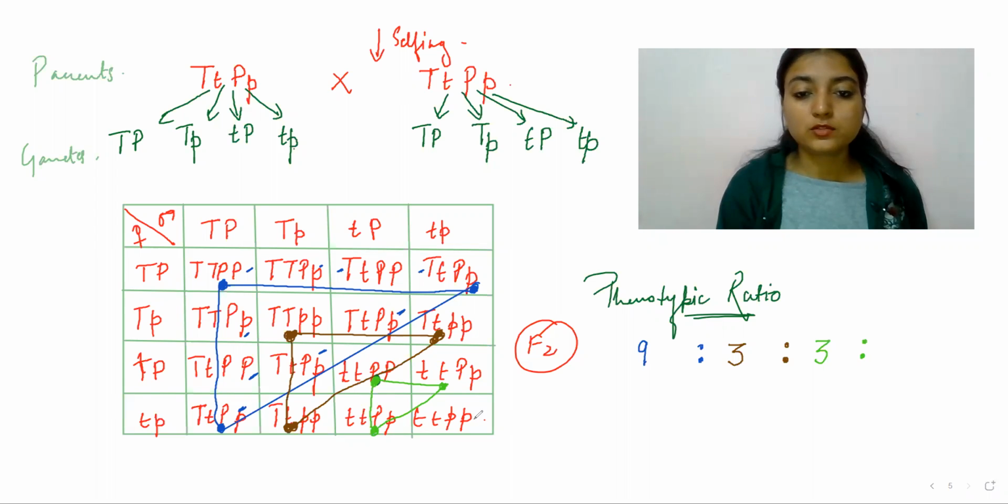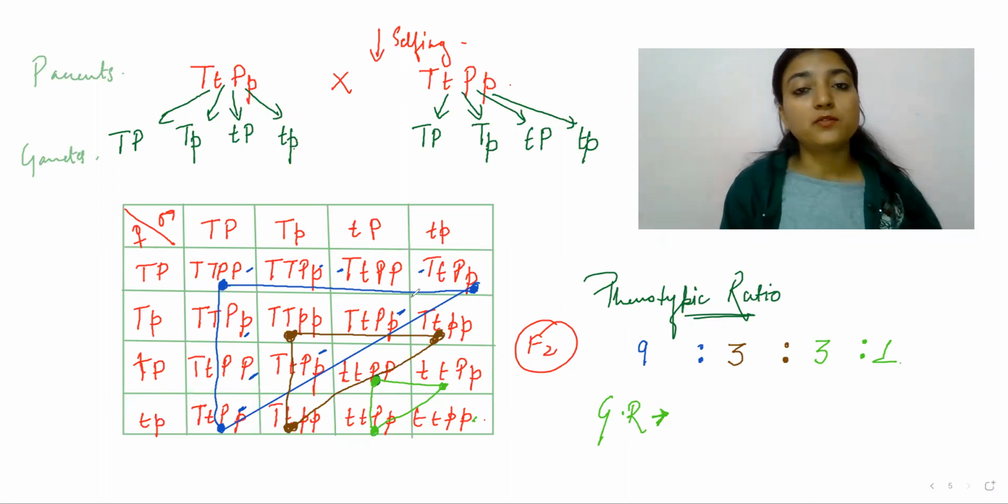Wait a minute. So this is 1. So the ratio of the dihybrid cross in F2 generation, the phenotypic ratio is 9:3:3:1. Fine. Now we have to write the genotypic ratio, but it will be a very lengthy process if we count and then write the genotypic ratio. So I will tell you one formula by which you can easily take out the genotypic ratio, but at the last.